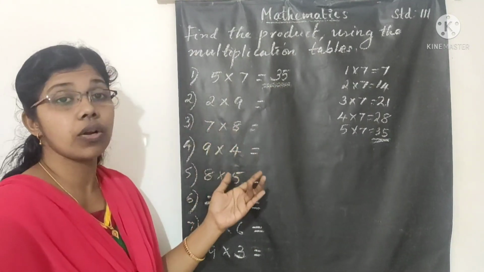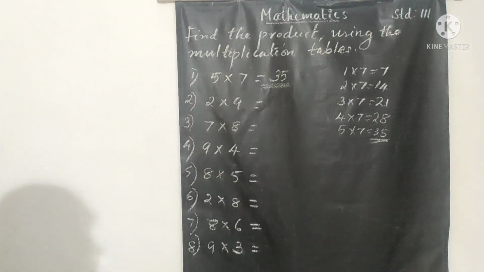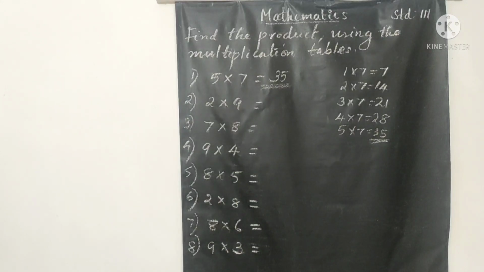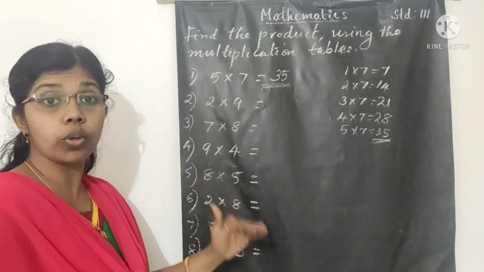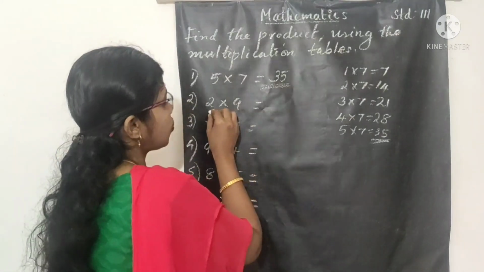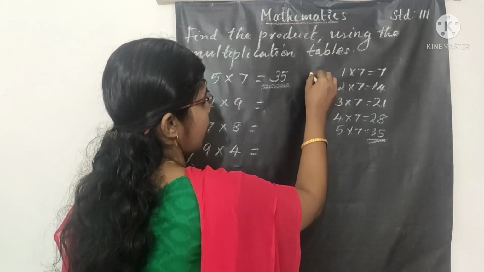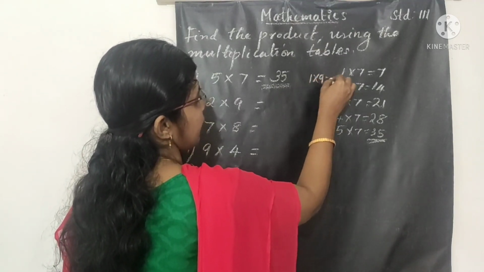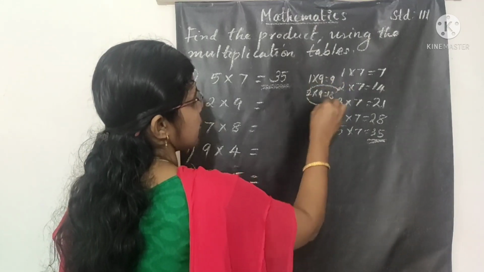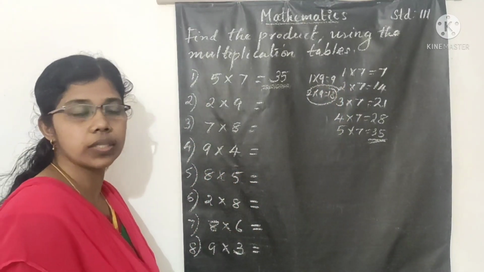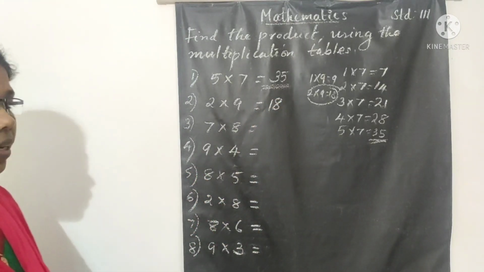What is the answer of 2 nines? Here use the multiplication table of 9 or 2. 2 nines, 2 times 9, so here use the multiplication table of 9. 1 times 9 is 9, 2 times 9 is 18. Our question: 2 nines are what? 2 nines are 18.